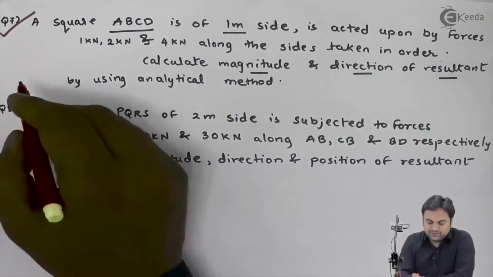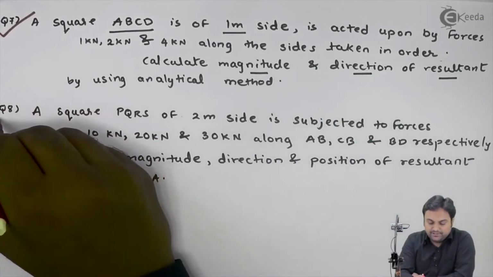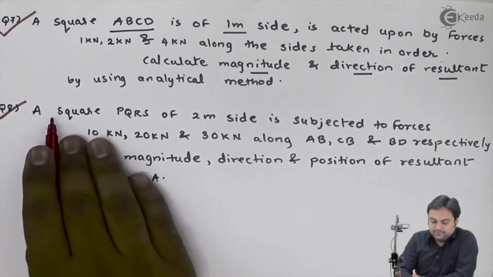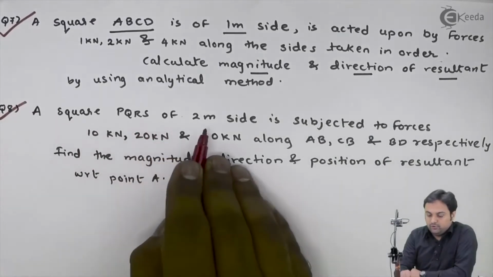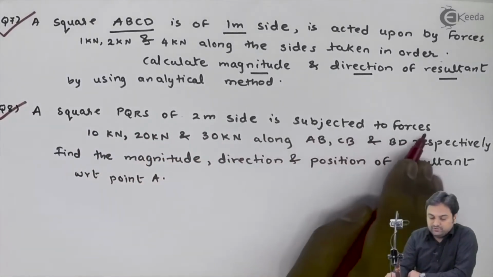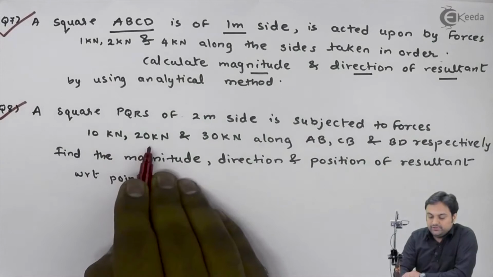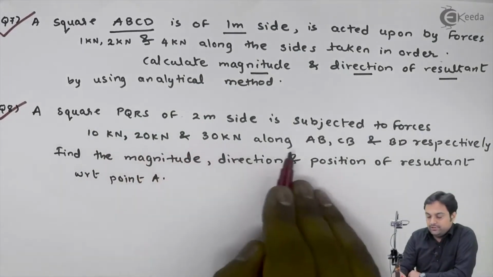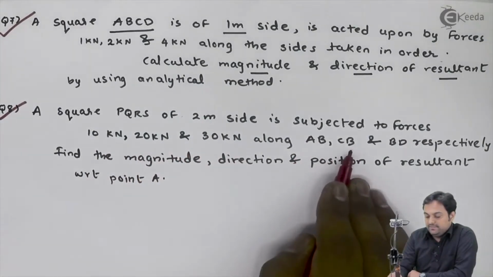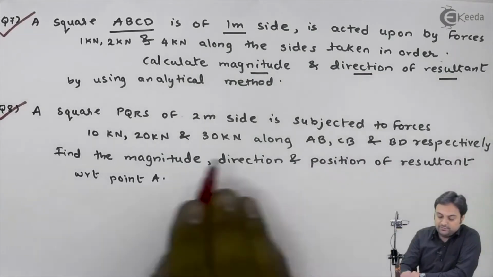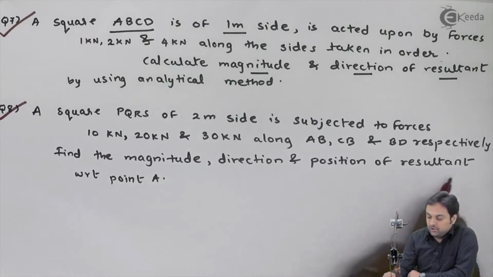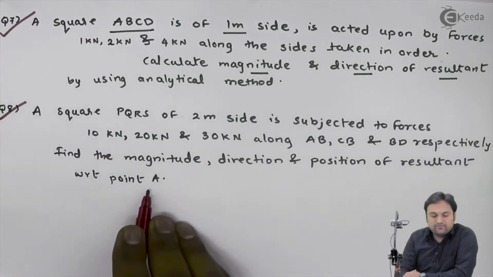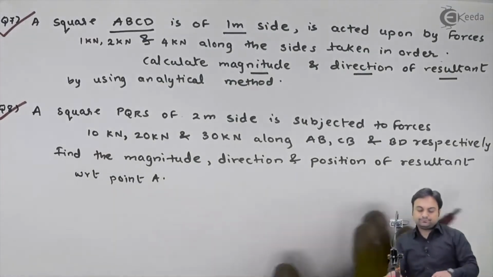Let us solve the next question. I am marking question number 8. Here it is given a square PQRS of 2 meter side is subjected to forces 10 kilonewton, 20 kilonewton and 30 kilonewton along AB, CB and BD respectively. Find the magnitude, direction and position of resultant with respect to point A.